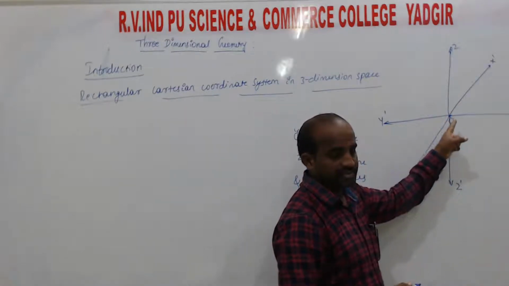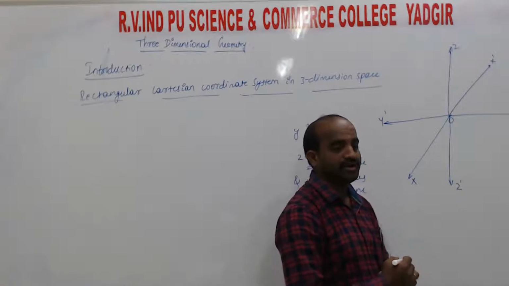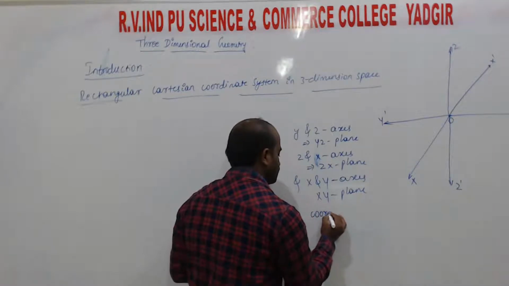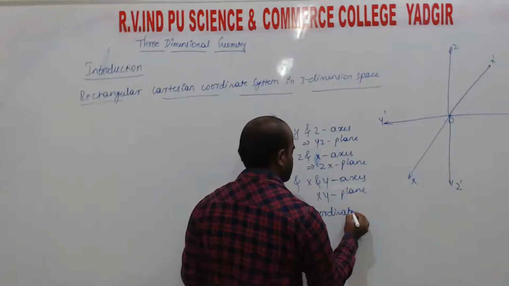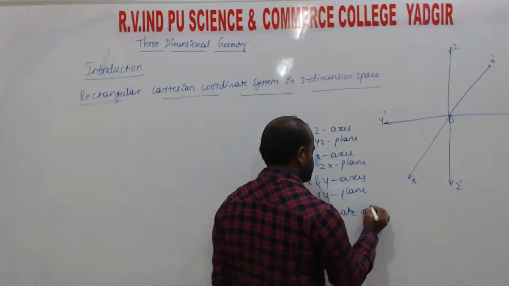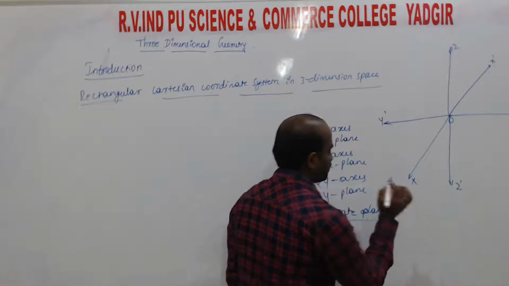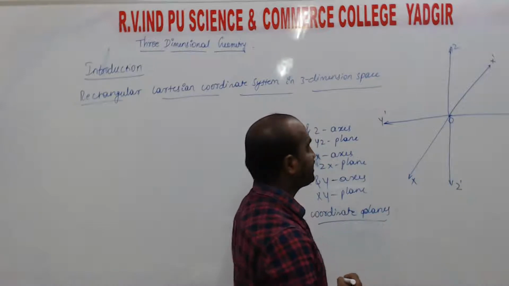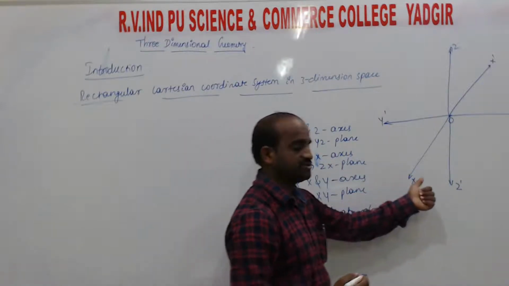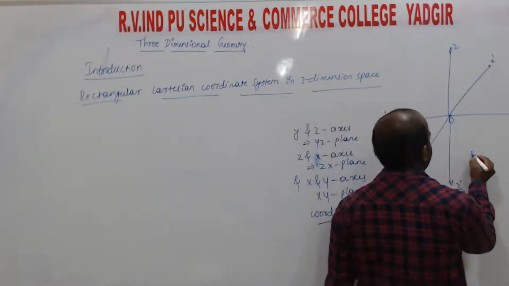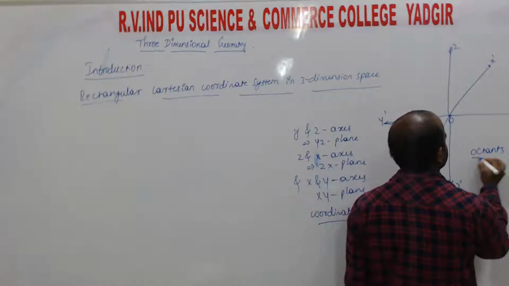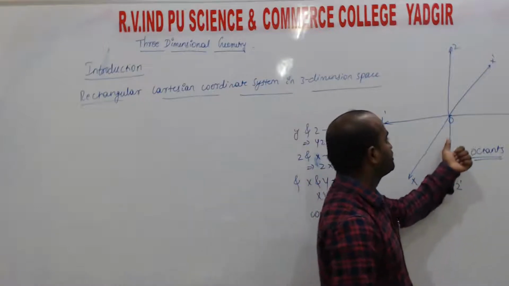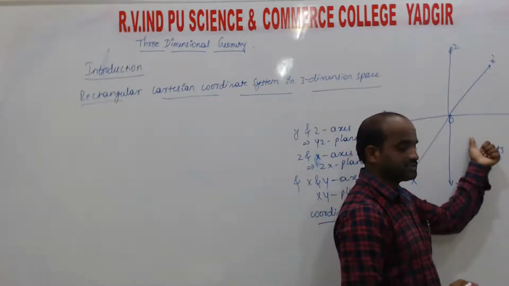The XY plane, YZ plane and ZX plane are mutually perpendicular to each other and are known as coordinate planes. These coordinate planes divide the space into 8 regions called octants.